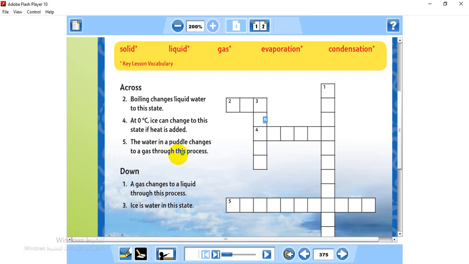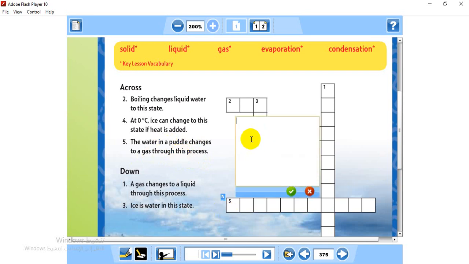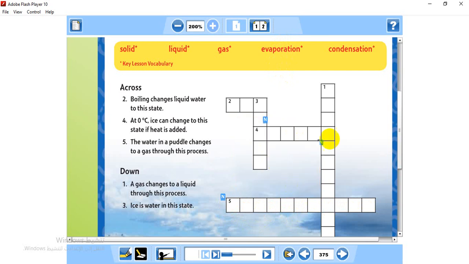Why does it disappear? Because of the evaporation process. The puddle is liquid water that will change to gas on a sunny day. So evaporation is responsible for this one. So we have to write here evaporation. You have to write this one in number 5. Okay, evaporation. I think it's so easy, right guys? So let's go now to the downwards.